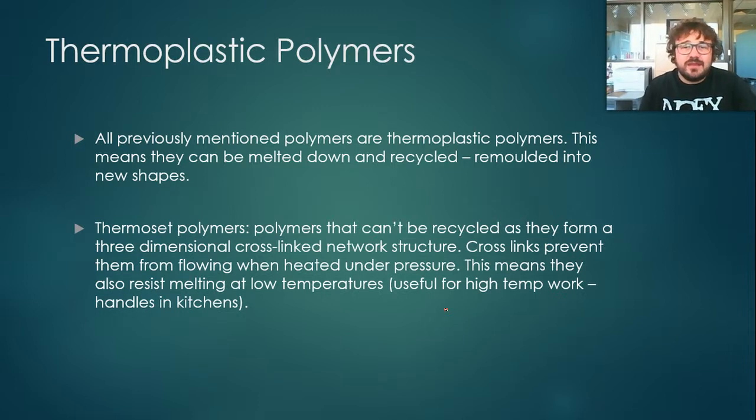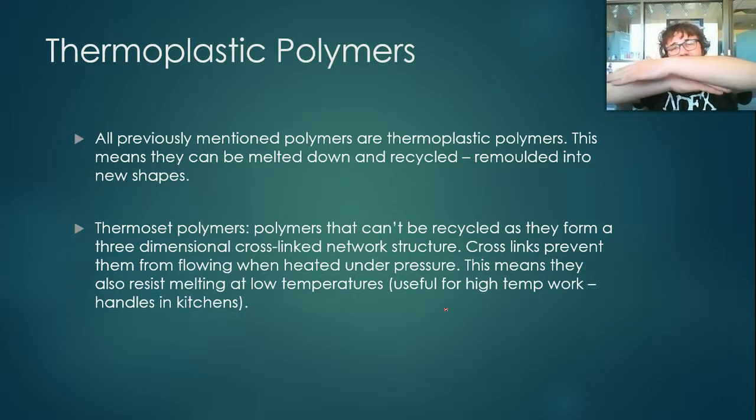Now, basically, we've only talked about thermoplastic ones. So this means you can melt them down and recycle them and remold them to new shapes. A thermoset polymer is one that can't be melted down. And if it does melt down, it's different. You can't melt it down and then reuse it, basically remold it. The reason that this is the case is because they've got these three-dimensional cross-linked structures. So if you've got your high-density polyethylene, as it melts, the different layers of polymers just slide over top of each other.